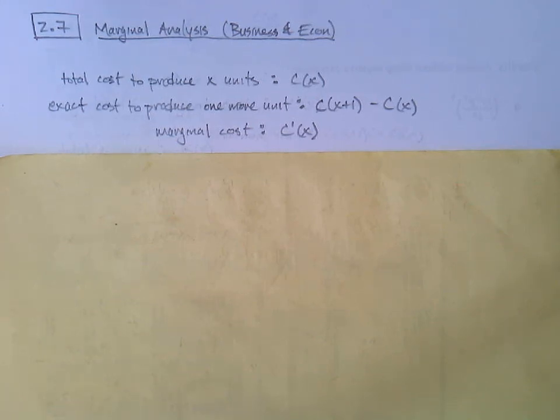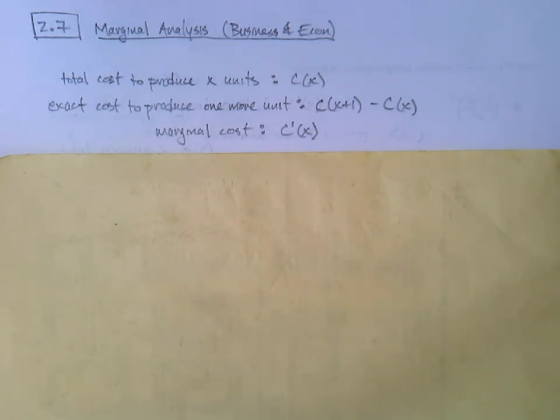We conclude Chapter 2 with 2.7. This is an application of derivatives called marginal analysis. We recognize a lot of people who take this course are business and econ majors. Not everybody, but a lot of you are. And so we really lean towards the business and econ style applications. And this is really our first big one.